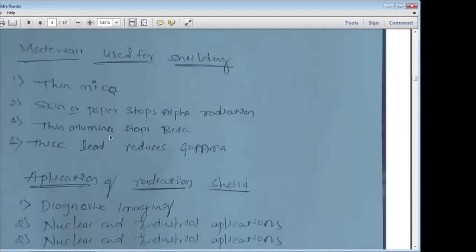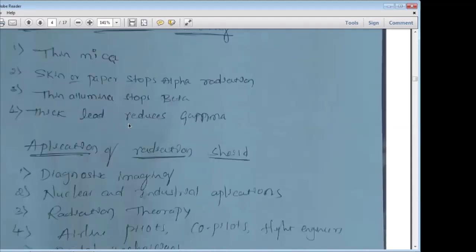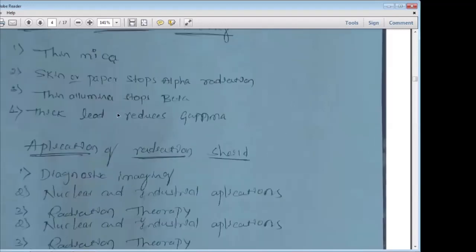Thin aluminium stops beta radiations. So thin aluminium stops the beta radiation, and thick lead reduces the gamma radiations. So these are the materials used for shielding purposes.